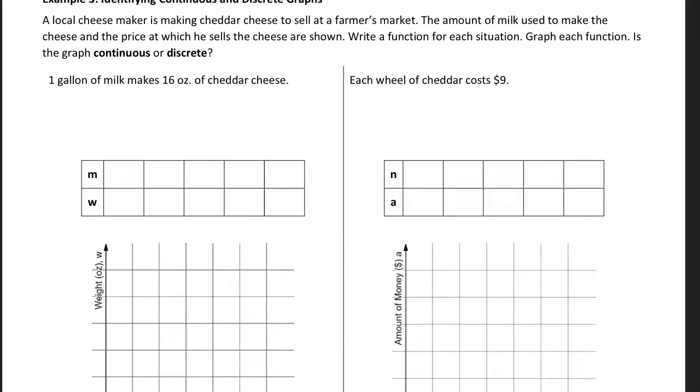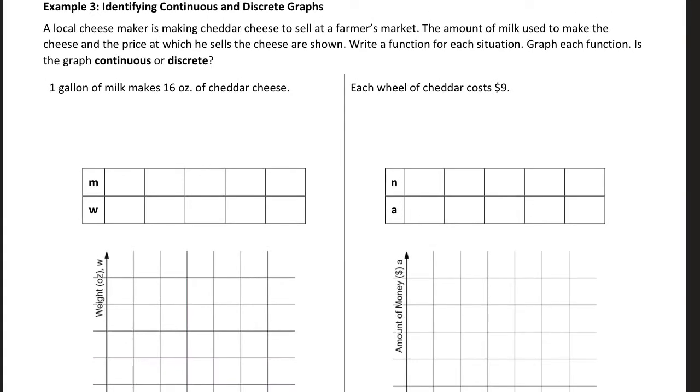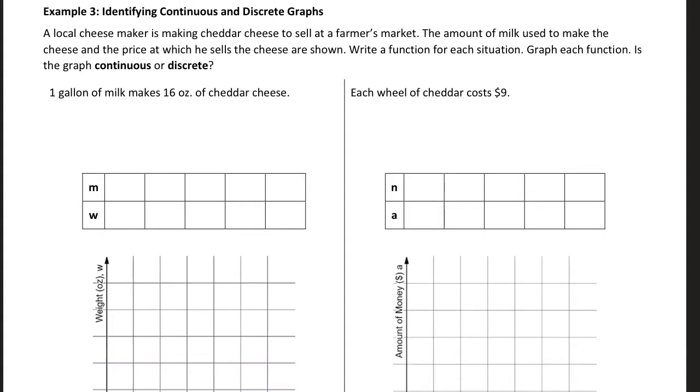So in this next example, we're going to talk about the difference between continuous and discrete graphs in a real-world context. This situation talks about a local cheesemaker making cheddar cheese to sell at a farmer's market. The amount of milk used to make the cheese and the price at which he sells the cheese are shown. Write a function for each situation and then graph the function and determine if it's continuous or discrete. So we're going to determine if we have to connect the dots or if we keep the points separate.